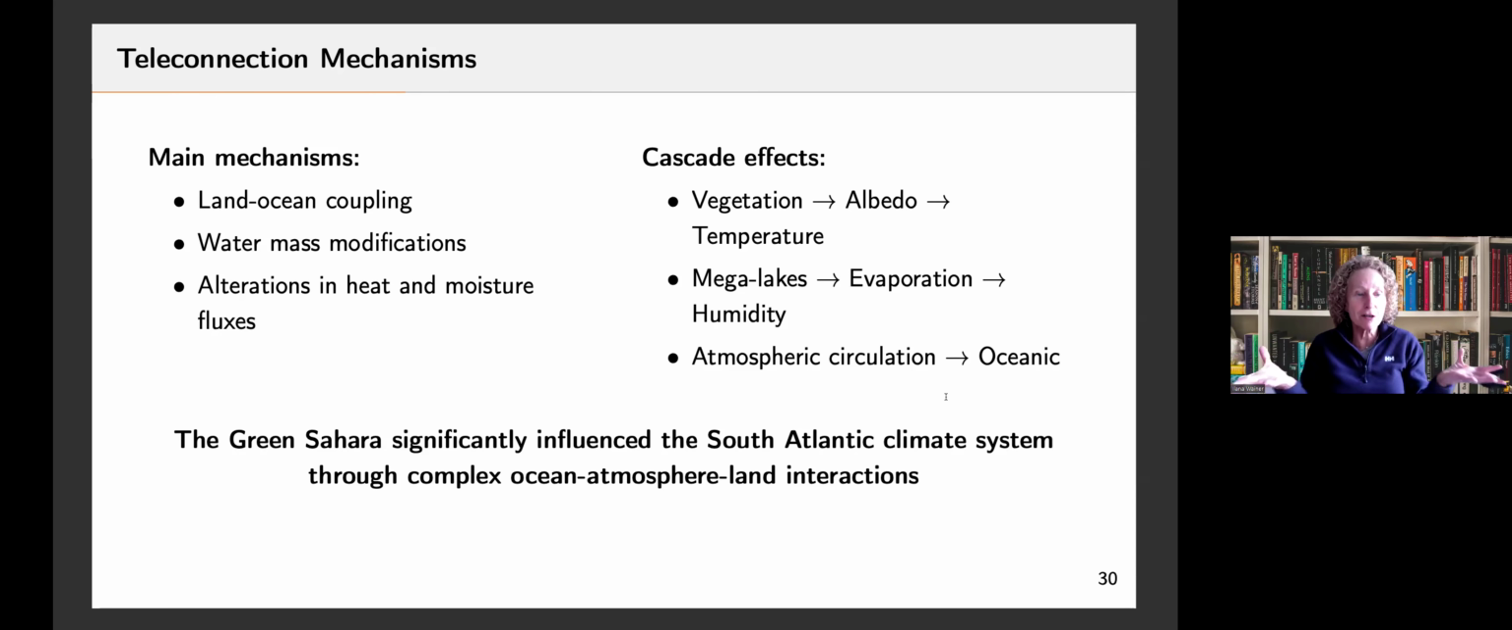So the conclusion here is that the Green Sahara significantly influenced the South Atlantic climate system through these complex ocean, atmosphere, land interactions. What's new here is that we always think about just ocean and atmosphere. We hardly think about land interactions. So this was a way to show that land interactions are also important to change whatever the atmospheric circulation response is, which will impact the ocean response.